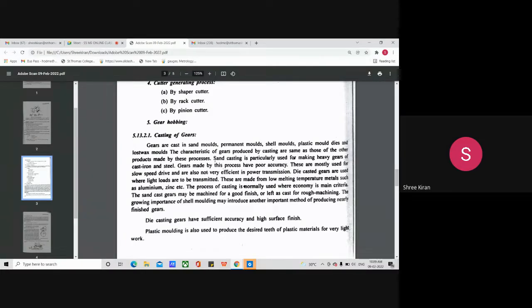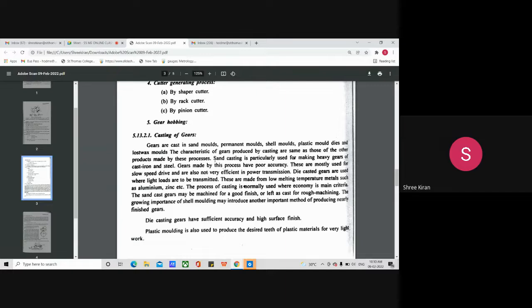Die casting gears are used where light loads are to be transmitted. These are made from low melting temperature materials such as aluminum, zinc, etc. The process of casting is normally used where economy is the main criterion.